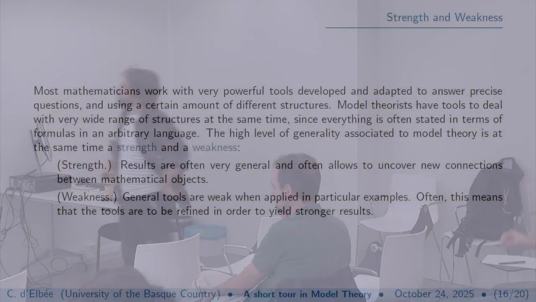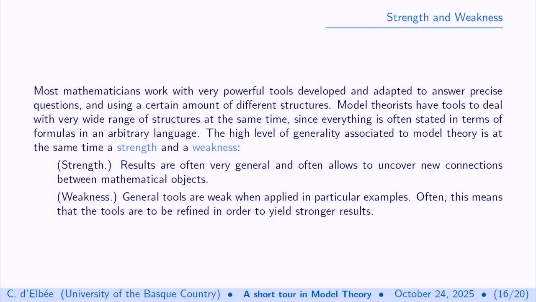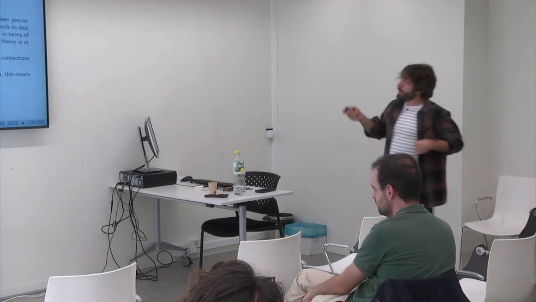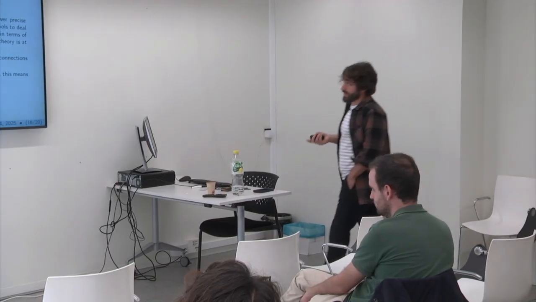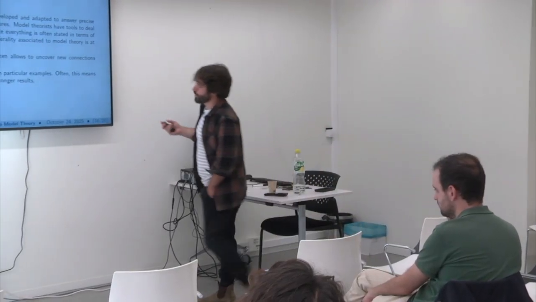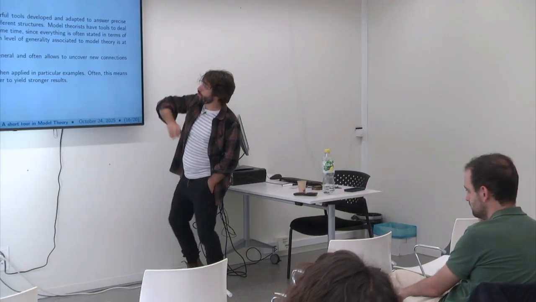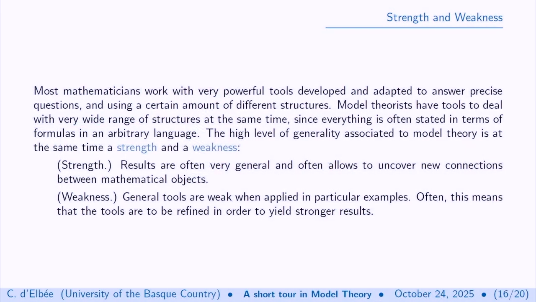Okay, so as almost concluding remarks, most mathematicians work with very powerful tools developed and adapted to answer precise questions using a certain amount of different structures. Model theorists have tools to deal with a very wide range of structures at the same time, since everything is often stated in terms of formulas in an arbitrary language. The high level of generality associated with model theory is at the same time a strength and a weakness. It's a strength because the results are very general, so it allows us to uncover new connections between mathematical objects.